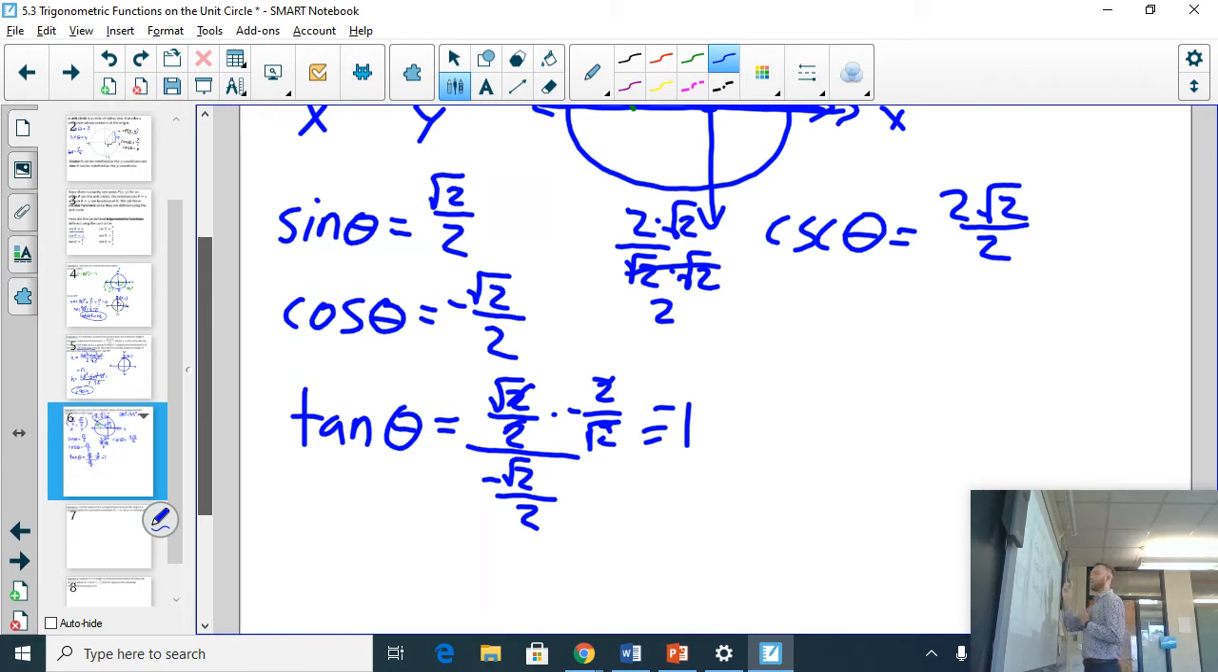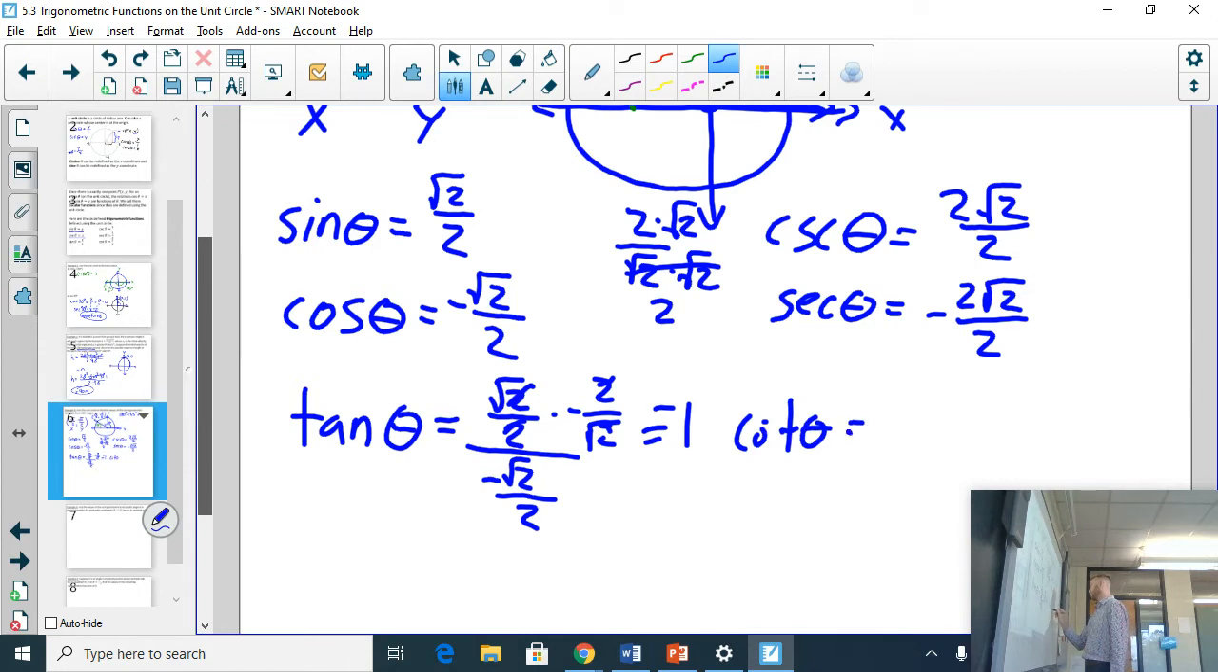And then for cosine, secant theta, we're flipping that one too, and this one's just going to be negative 2 square roots of 2 all over 2. And then tangent theta, or cotangent theta, the reciprocal is still just going to be -1, right? The reciprocal of -1 over 1 is just 1 over -1, which is just -1. All right.